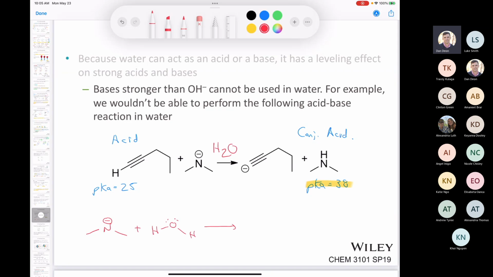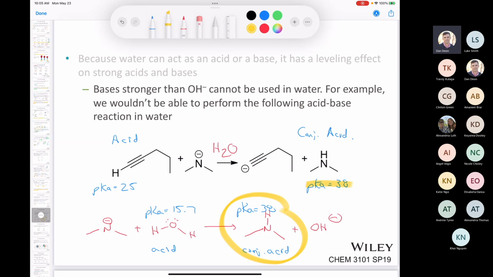And it's going to rip a proton off of that water to form the amine plus hydroxide. Now let's compare the pKa's of the two acids. This is our acid. This is our conjugate acid. The pKa of water is 15.7. The pKa of the conjugate acid, the amine, is 38. Well, this is by far the weaker acid. Therefore, the equilibrium is going to lie to this side.